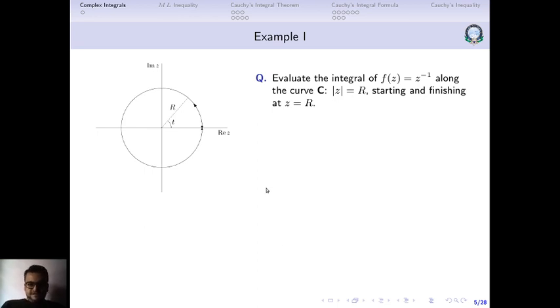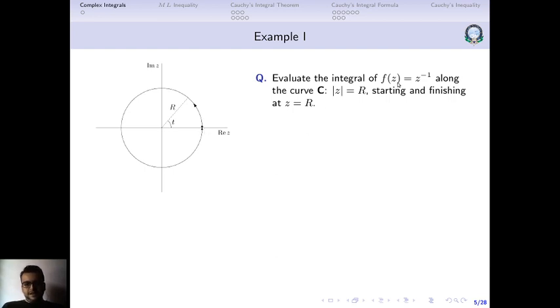Okay, so now let's take an example. Let's say I have a function, f of z equal to z inverse. I want to evaluate this function along this path. The path is a circular loop. The starting point is this one, and we go around and we come back to this point. The radius of the circle is r. Okay, so that's the problem.